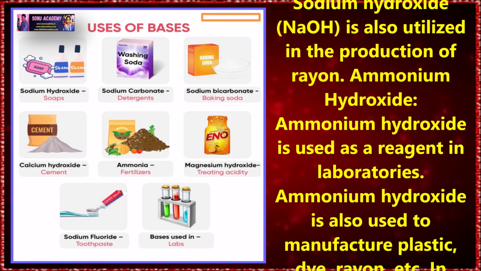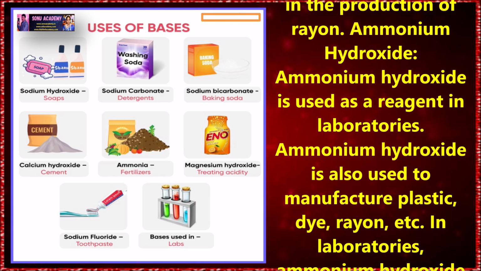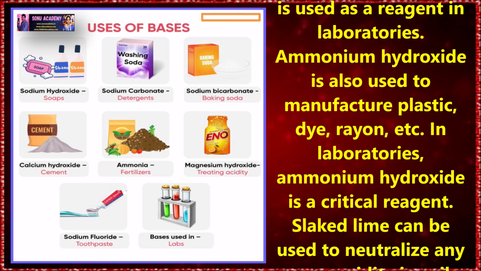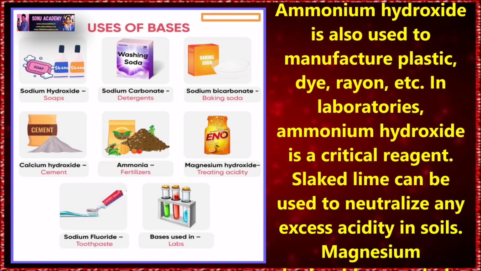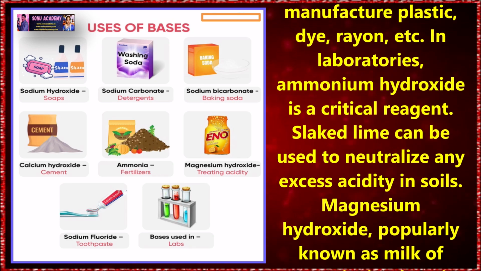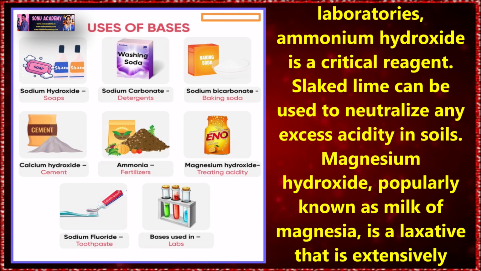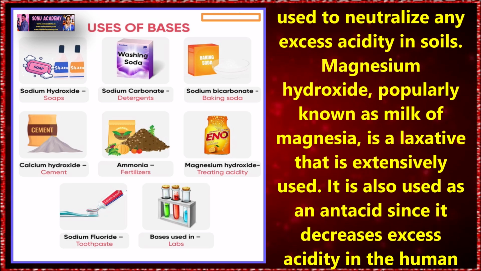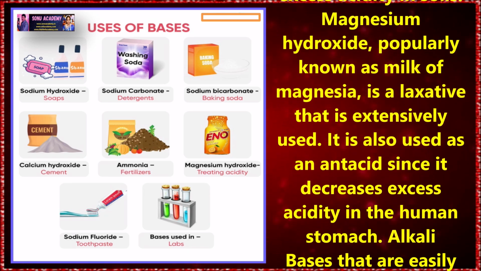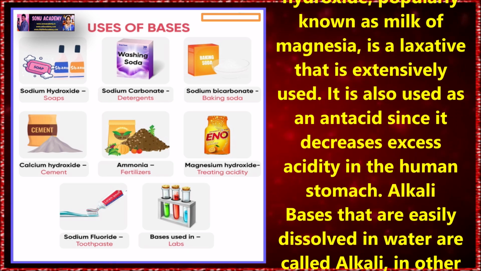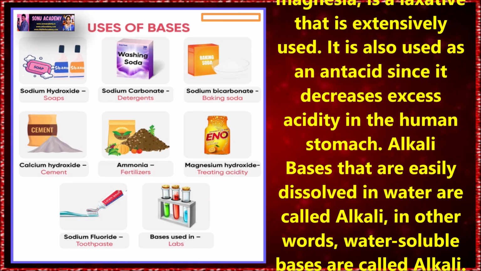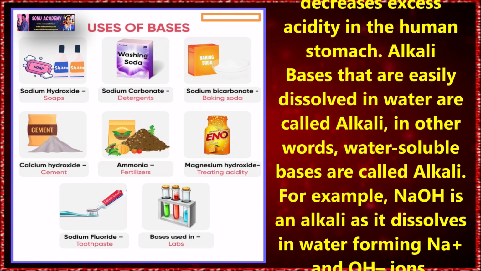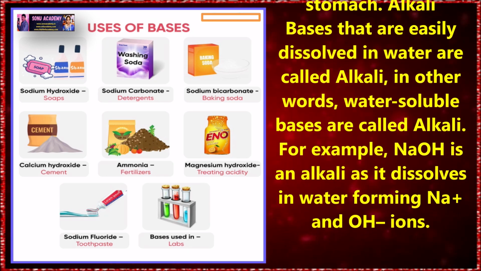Ammonium hydroxide. Ammonium hydroxide is used as a reagent in laboratories. Ammonium hydroxide is also used to manufacture plastics, dye, rayon, etc. In laboratories, ammonium hydroxide is a critical reagent. Slaked lime can be used to neutralize any excess acidity in soil. Magnesium hydroxide. Magnesium hydroxide, popularly known as milk of magnesia, is a widely used laxative. It is also used as an antacid since it decreases excess acidity in the human stomach.